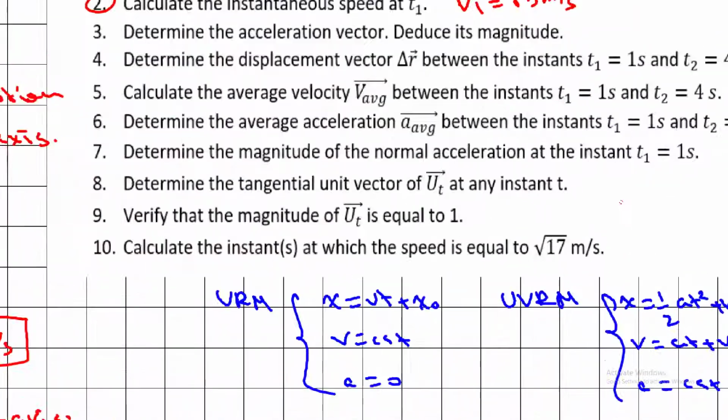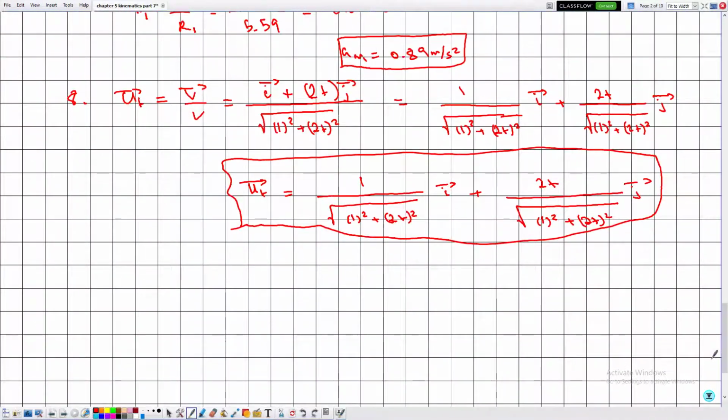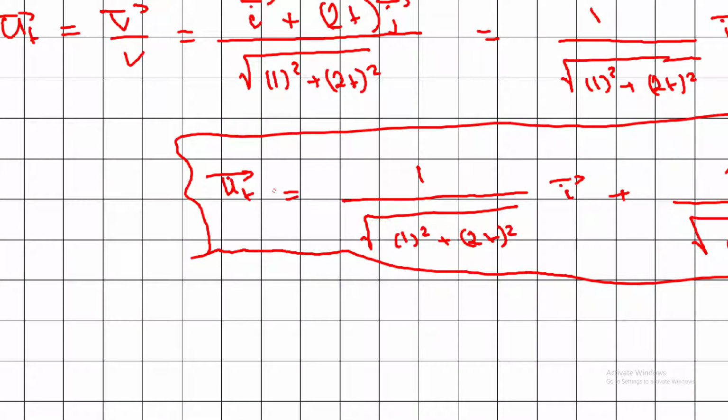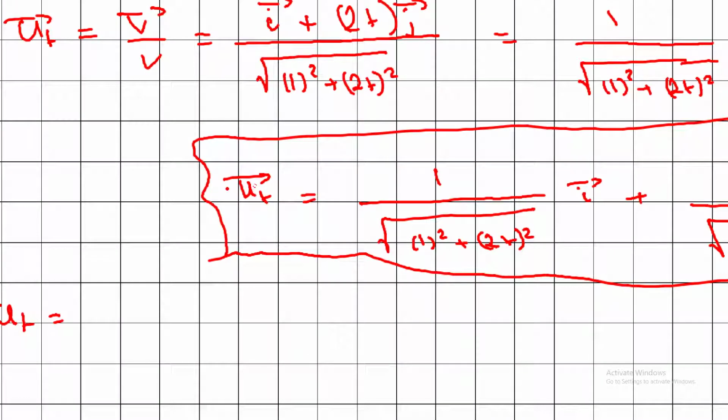Now in part 9 they are telling me to verify that the magnitude of ut is equal to 1. Now I didn't mention this previously. We call this vector the tangential unit vector. We call it unit because its magnitude is equal to 1, as we shall see. So the magnitude of ut, so this is a vector having 4 properties: point of application, line of action, direction, magnitude.